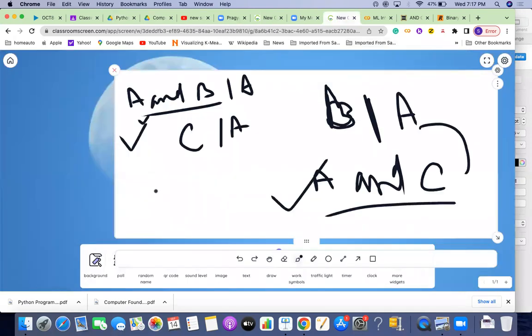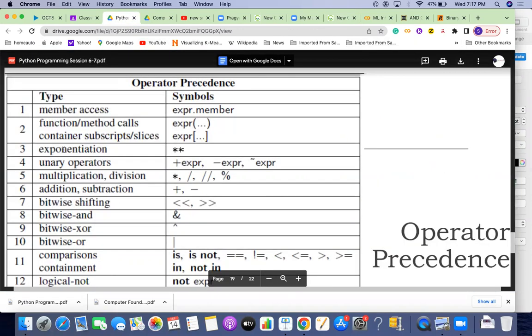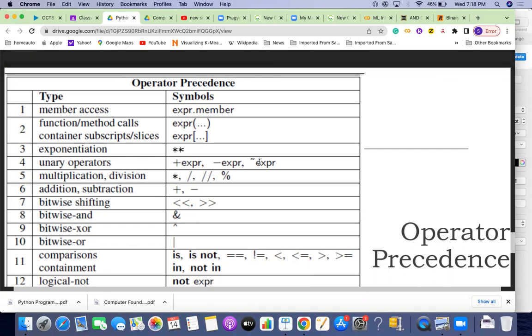Function calling means, for example, that type is a function. For type, I was saying type A. So this is a function call with the parameter A. So function calls or slicing is the second priority. The third priority is exponential, the star. The fourth priority is unary operators, like plus sign and minus sign. Fifth priority is multiplication, division, floor division, and modulus.